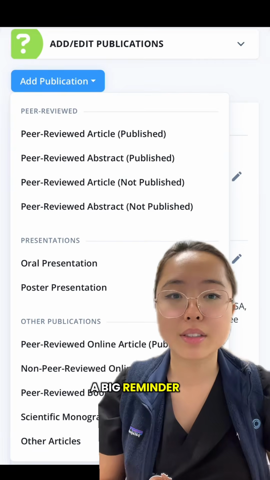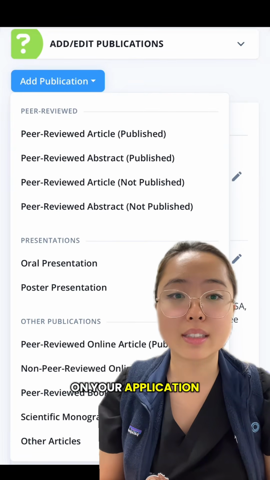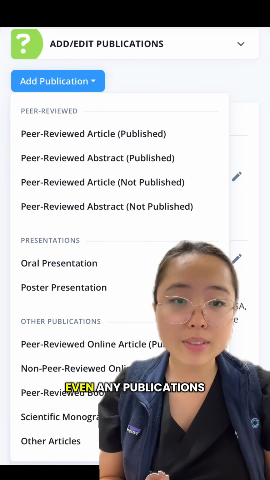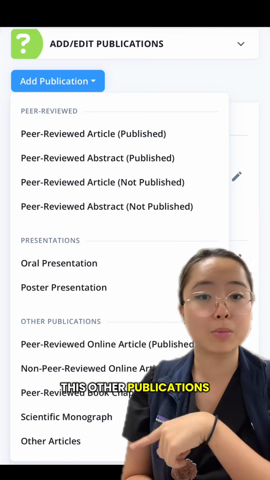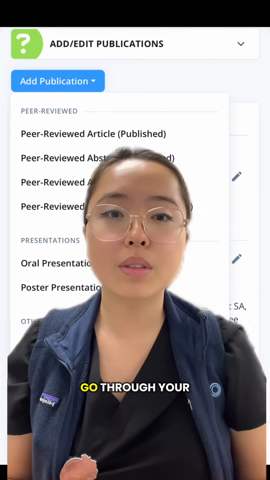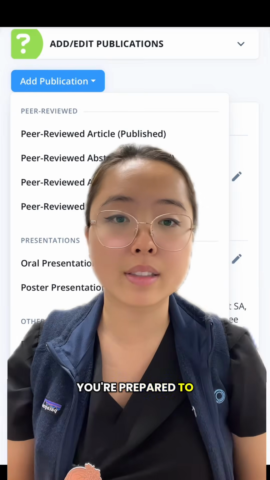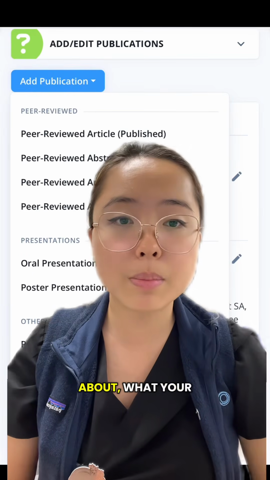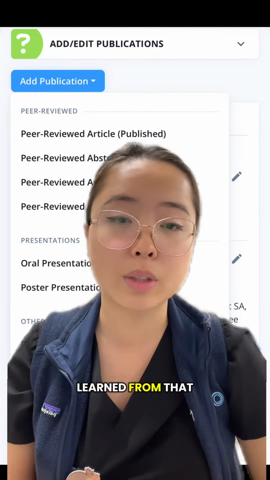Finally, a big reminder, anything you put on your application is fair game for interviews, even any publications that go in this other publication section. Before your interviews, go through your list and make sure you're prepared to answer any questions about what the study was about, what your role was, and what you learned from that experience.